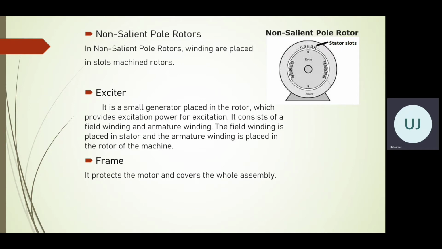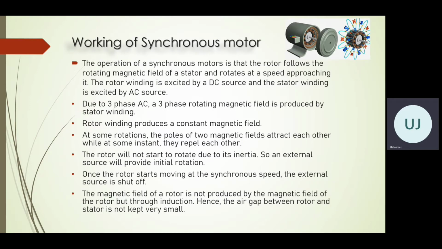Now let's discuss the working principle of the synchronous motor. In the operation of a synchronous motor, the rotor follows the rotating magnetic field of the stator and rotates at the speed approaching it. The rotor winding is excited by a DC source while the stator winding is excited by an AC source. Due to the three-phase AC, a three-phase rotating magnetic field is produced by the stator winding, while the rotor winding provides a constant magnetic field.